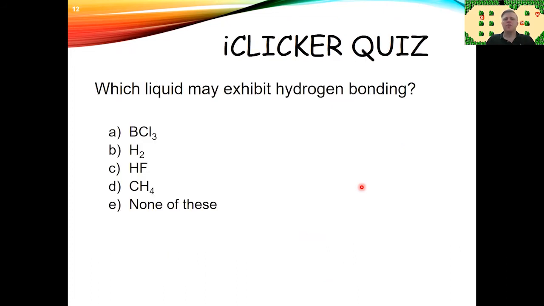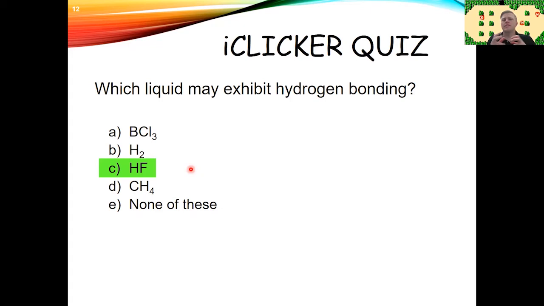Let's see how you're doing with this hydrogen bonding idea, and I want you to tell me now which liquid on this list may exhibit hydrogen bonding. Go ahead and pause the video and try to figure it out. All right, so the rule for hydrogen bonding is hydrogen has to be bound to oxygen, nitrogen, or fluorine. The only molecule in here that has oxygen, nitrogen, or fluorine is this HF molecule. So HF is going to be hydrogen bonding, and fluorine is actually our most electronegative element. So this is going to have a very strong hydrogen bond system in HF liquid.